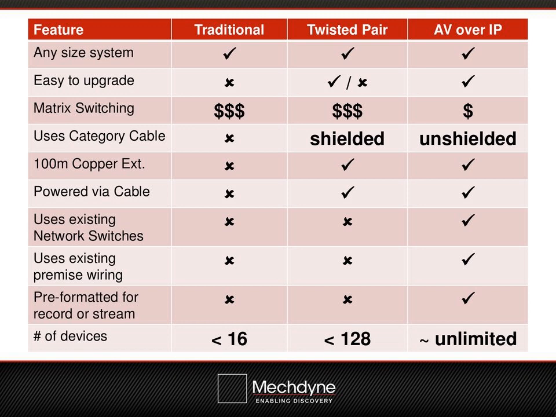And really, how many devices can you connect? Again, at the top, I guess any size system. You can make any size system, although I will say in a traditional sense, we're normally looking at less than 16 devices if you want to keep it at any type of reasonable price point. For twisted pair, you're probably looking at less than 128 devices. 16 by 16 is a reasonable price point for that, or 64 by 64, I'm sorry. And then for AV over IP, it's pretty much an unlimited number of devices that you can have connected to that system.